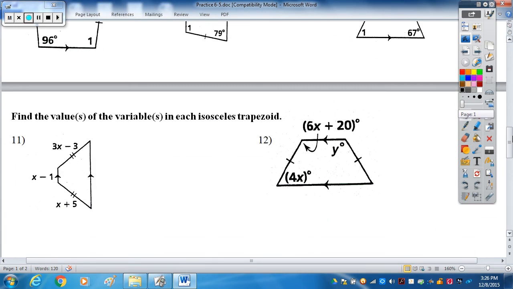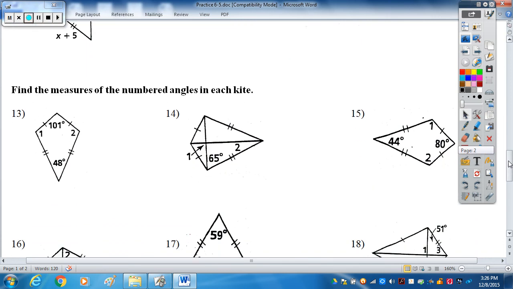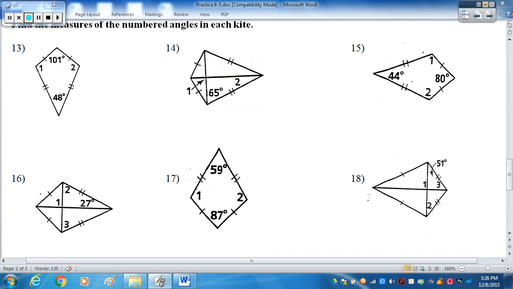And as we look at number 13, we know that number 13 is a kite, okay? But the question is how do we find angles 1 and 2? And there's actually 2 different ways you can do this. As I said before, you can go ahead and drop a line down between those two.